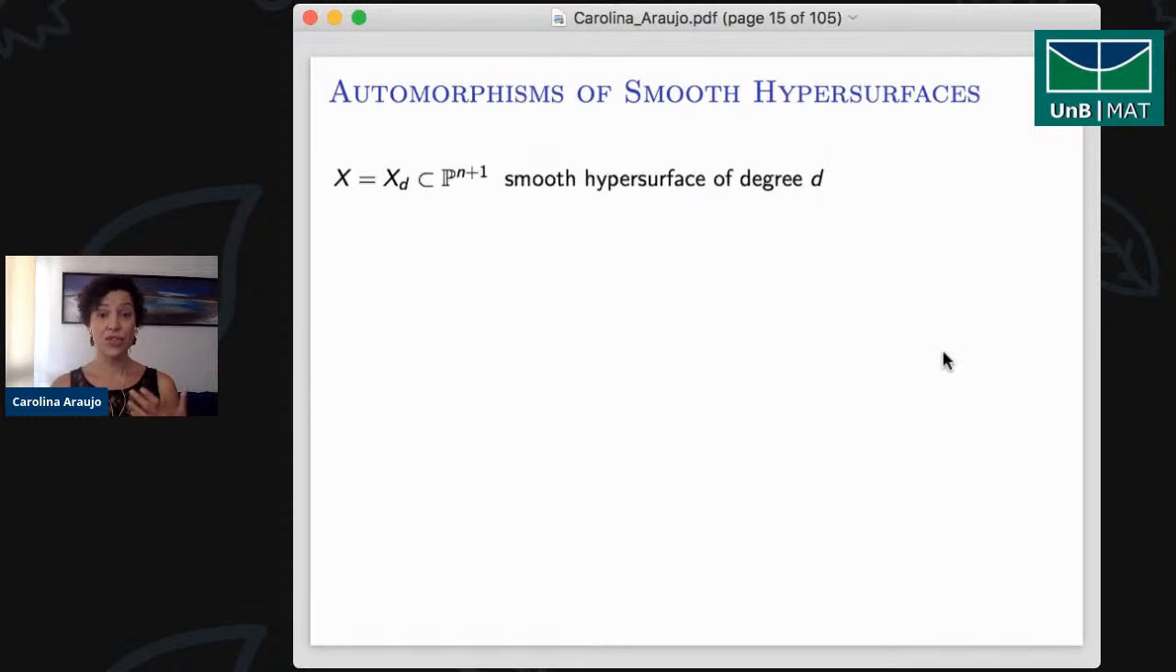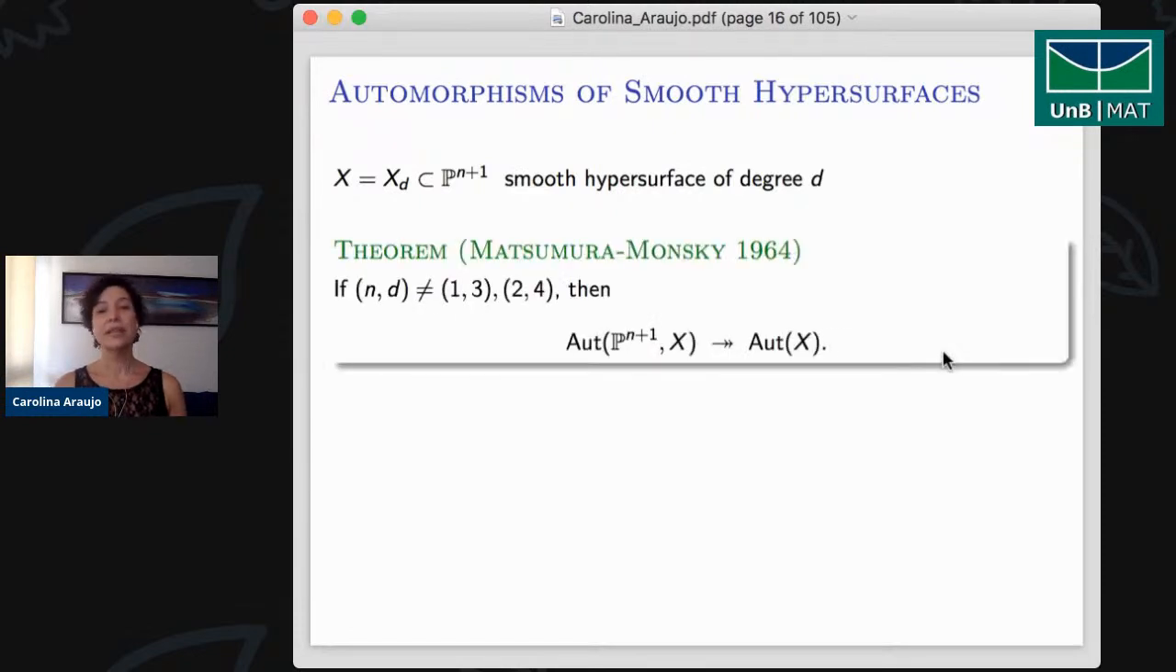So a smooth hypersurface is just an algebraic variety in a complex projective space that is defined by a single equation. So in general, when you consider a projective variety, it can be defined by several polynomial equations. And of course, in general, the more polynomials you use to define the variety, the more complicated this variety is going to be. And hypersurfaces, in a certain sense, are simpler to understand than generic projective varieties. And in this case, there is this old theorem by Matsumura and Monsky that tells us exactly what the automorphism group of this hypersurface is.